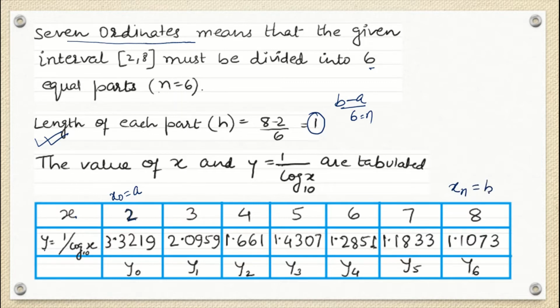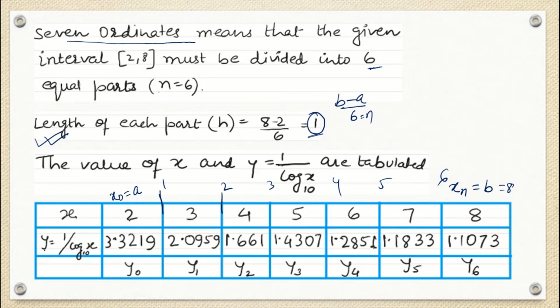Fine, they have only given between 2 to 8 and I have to find h. I got to know that 6 equal partitions I have to make. This is the first partition, second, third, fourth, fifth, and sixth partition. So if 6 partitions will be there, 7 ordinates will be there, correct? This is your first ordinate, second, third, fourth, fifth, sixth, and 7 ordinates will be there.